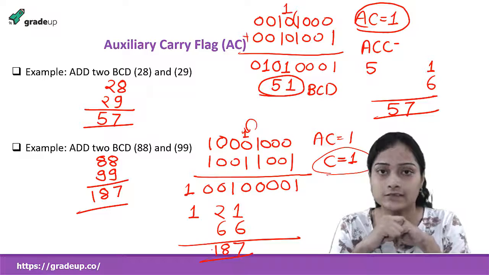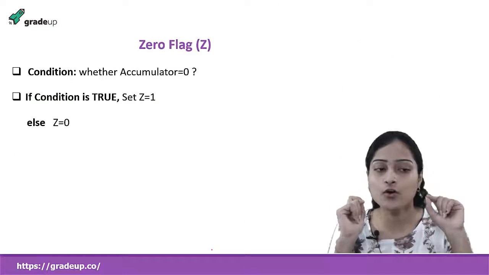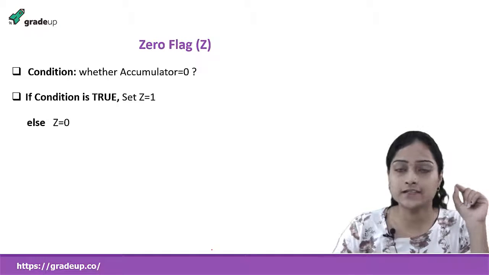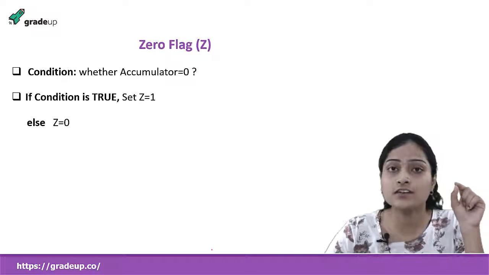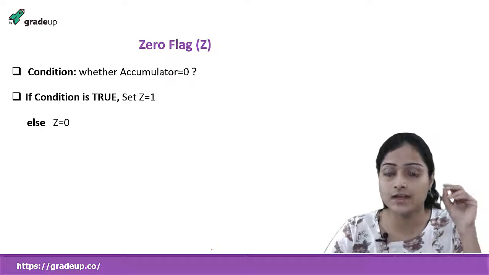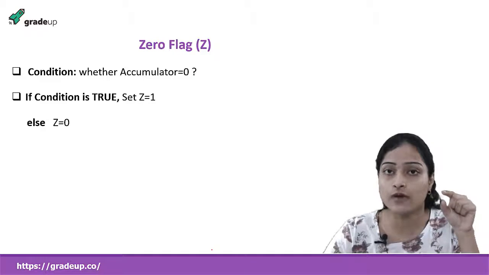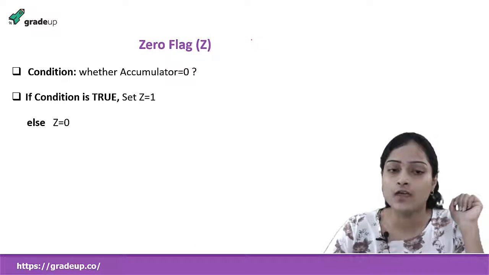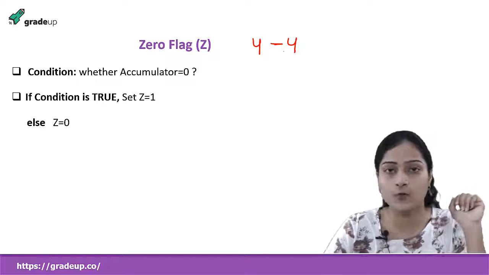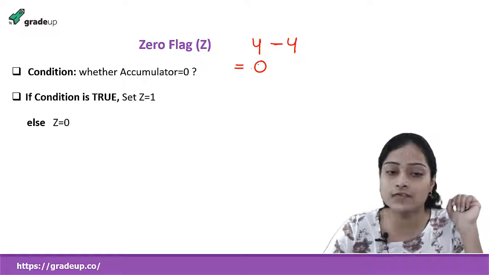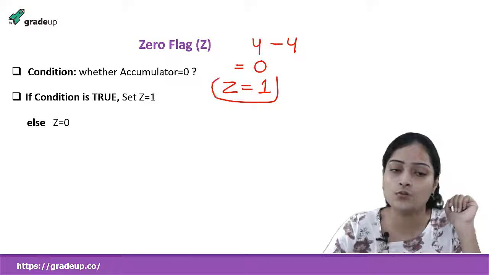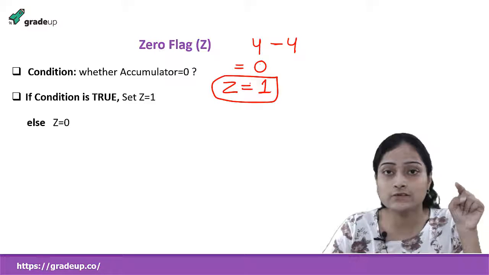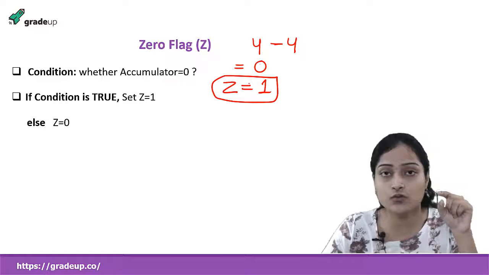Let us move towards the next flag, which is zero flag. Zero flag, as the name suggests, will be set to 1 when your accumulator contains 0. Suppose you perform some operation and the output is 0. Then your zero flag will be set to 1. Otherwise it will be reset, that is 0. Suppose you perform 4 minus 4. Then your accumulator is going to have 0. This time zero flag is set to 1. Means Z equals 1 if accumulator equals 0.